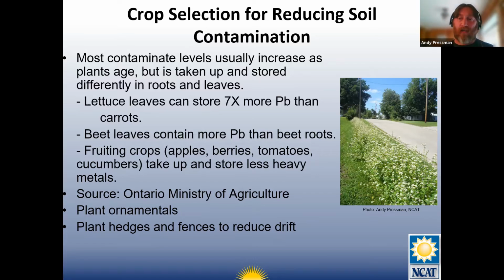So just knowing this information, if I'm on a contaminated site, it may affect my crop selection. Depending on the level of contamination, fruiting crops such as tomatoes, or things that are above ground, take up and store less heavy metals. And of course, depending on the levels, the number one recommendation is to not grow edible food, but maybe put it into ornamentals, cut flowers, as well as planting around the property to help reduce drift, as well as increase pollinator habitat.